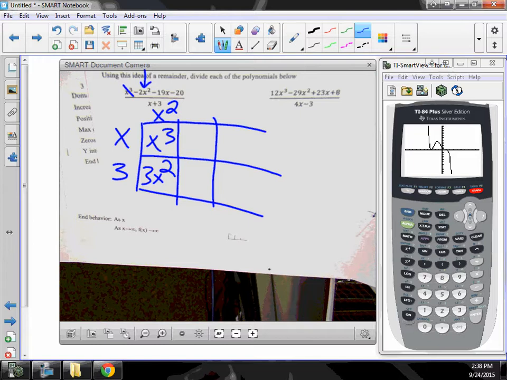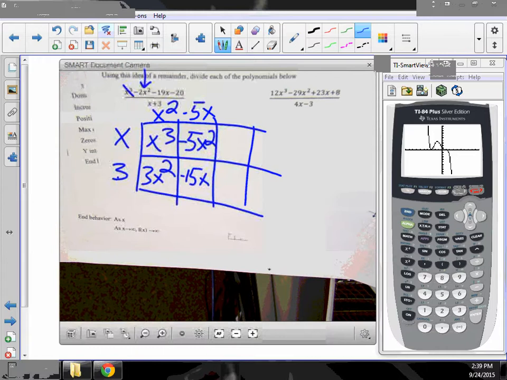What do I need in order to equal negative 2x squared? I have 3, and I need negative 2. So what do I do to that 3 to get to negative 2? Subtract 5. So I'm going to subtract 5x squared. Now what times x is negative 5x squared? Negative 5x. This times this is negative 15x.